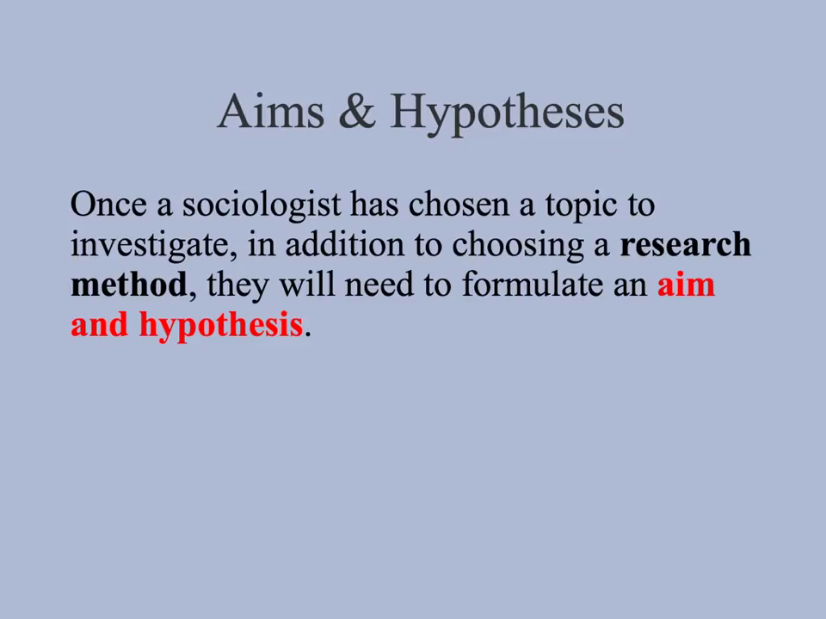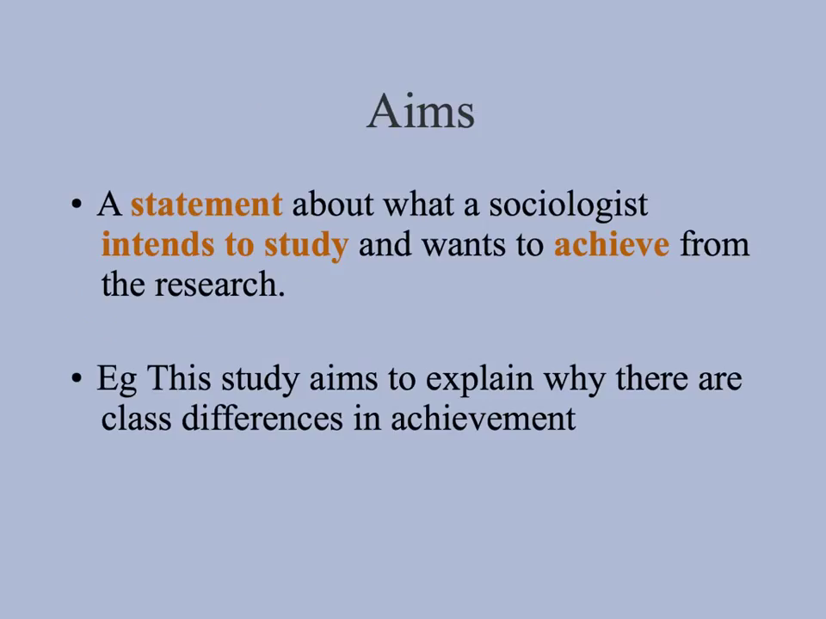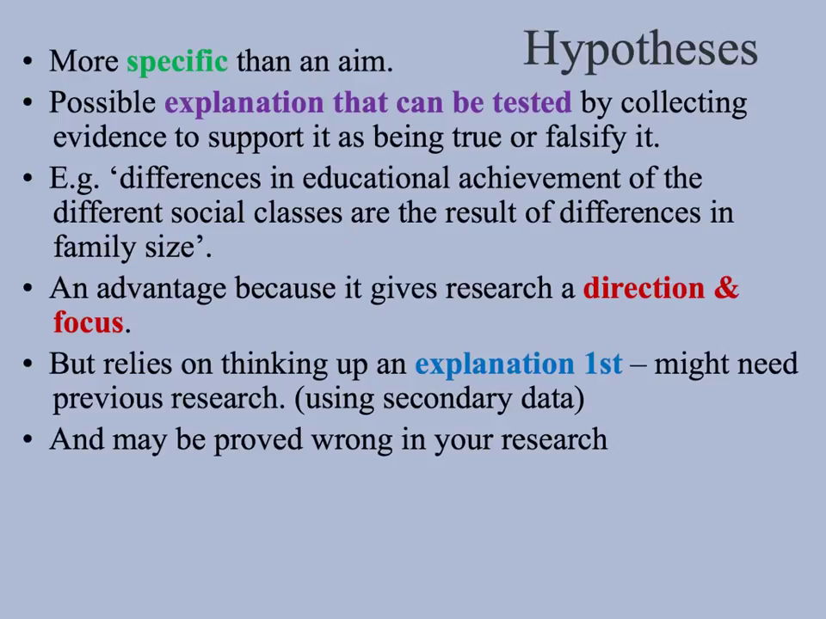Aims and hypotheses. Once a sociologist has chosen their topic to investigate and chosen their method they think they're going to use, they will need to formulate an aim and then a hypothesis. The aim is a statement about what a sociologist intends to study and wants to achieve from the research. So this is an aim: this study aims to explain why there are class differences in achievement. So you've got the topic area that you want to study, and you've also got what you want to achieve. You want to be able to explain why there are class differences in achievement.